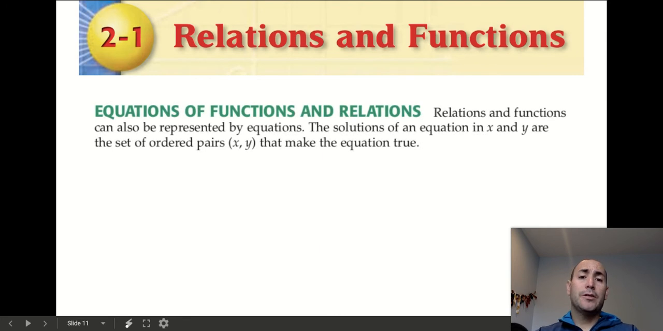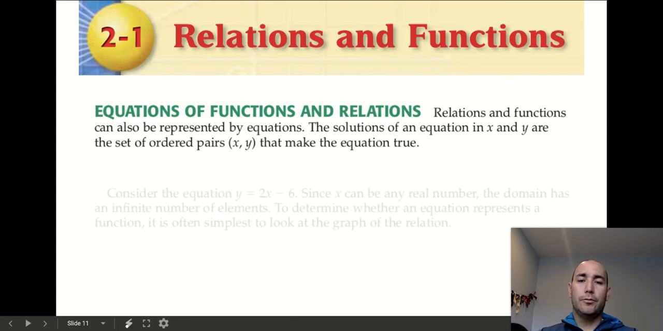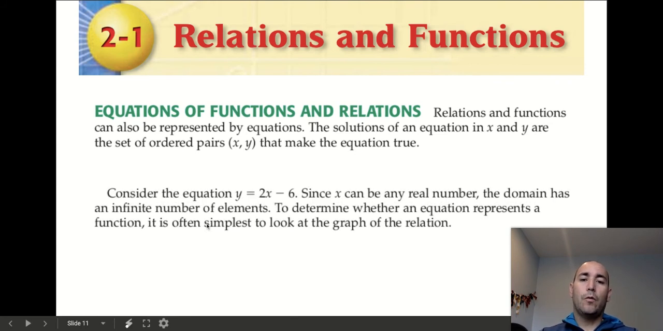Equations and functions. Functions and relations can also be represented by equations, right? The solutions of an equation are the x and y, the ordered pairs that make the equation true. So if you consider the equation y = 2x - 6, since x can be any number, the domain would be the x values, and the range would be the y coordinates, the y values.